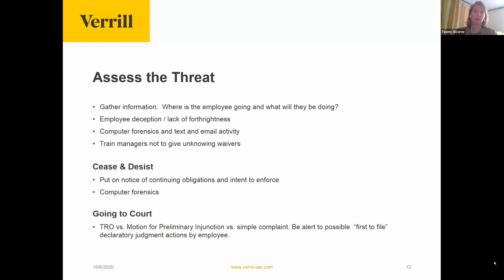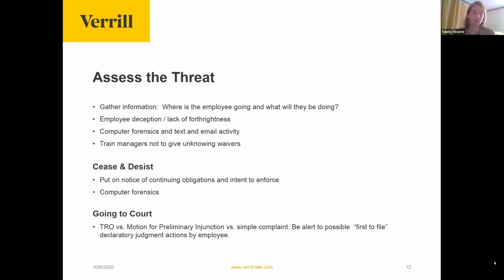In a lot of situations, when we're discussing litigation about non-compete issues, come to find out as we start gathering information, half the staff knew where the person was going, but leadership thought that they were going elsewhere because of some lack of forthrightness. So make sure that you're finding out as much information as possible.